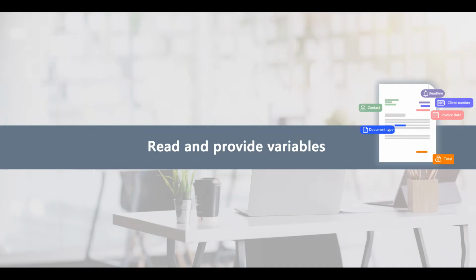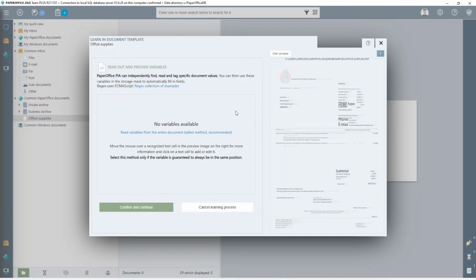Read and provide variables. Now I come to the next step, read out and provide variables. The PaperOffice AI can find certain document values completely independently, read them out and make them available as variables. As can be seen on the right, the entire raw text is extracted from the document and placed like a layer over the preview of the document.